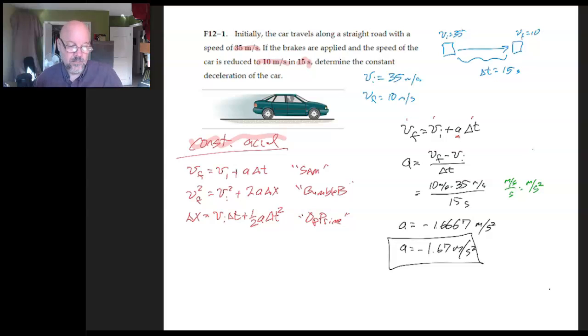Take home points here to make sure you got: get the 3 main equations for kinematics back in your head. Sam, Bumblebee, Optimus Prime. Just have them right here, available to you. Remember to draw a good picture. That's going to help you out. And then remember to put your units in there. Work with your units so you can see what's happening correctly. There we go.